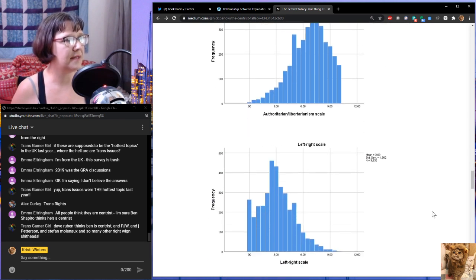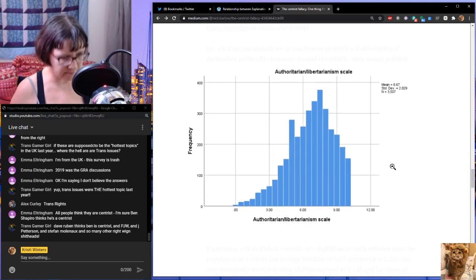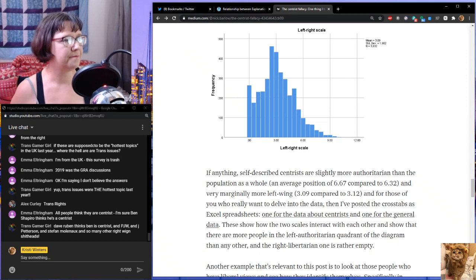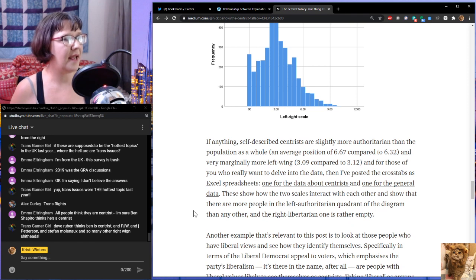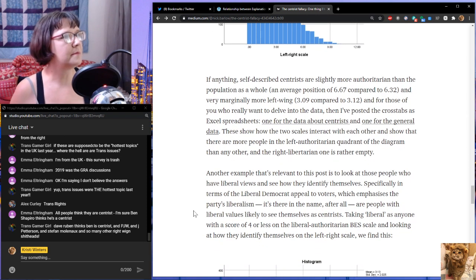Like so. And here's just the 4s, 5s, and 6s, who also skew toward authoritarianism, and they also skew left. If anything, self-described centrists are slightly more authoritarian than the population as a whole, and very marginally more left-wing. And for those of you who want to delve into the data, I've posted the crosstabs as an Excel spreadsheet.